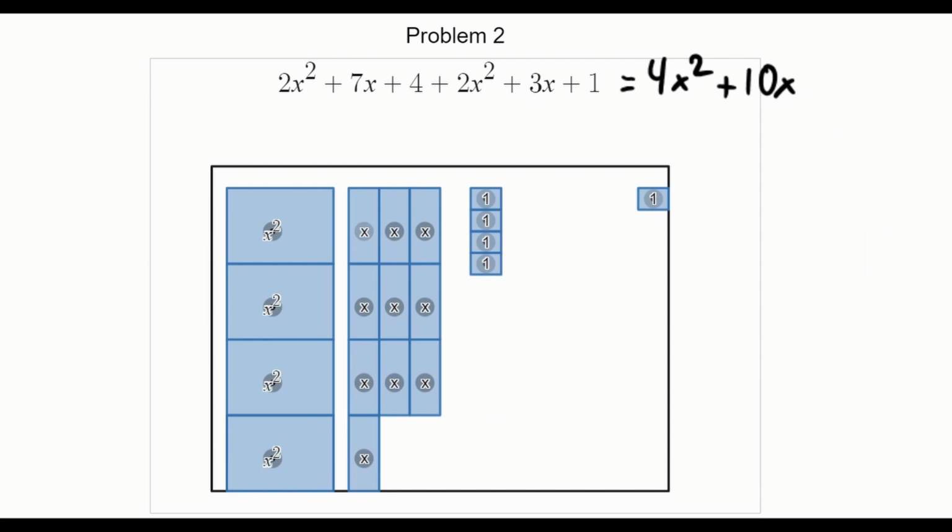Now let's group our 1's together. 4 plus 1 more. We have a total of 5 small blue squares, so an additional plus 5. So our final answer is going to be 4x squared plus 10x plus 5.